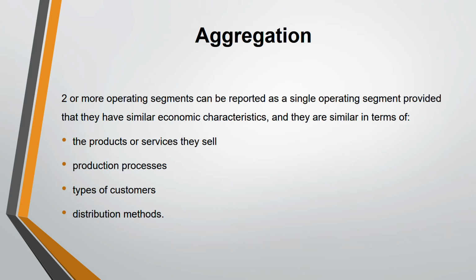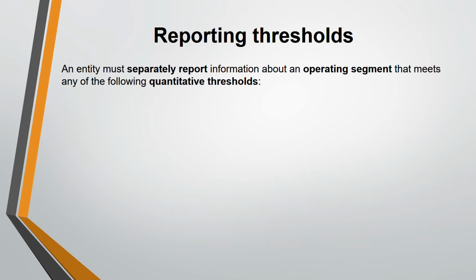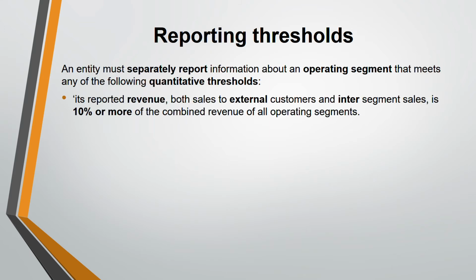Now let us go to the reporting threshold, the important area. When do you recognize an operating segment and when do you not recognize it? For that you have to know the reporting threshold. We have reporting thresholds in three areas. Number one, revenue.